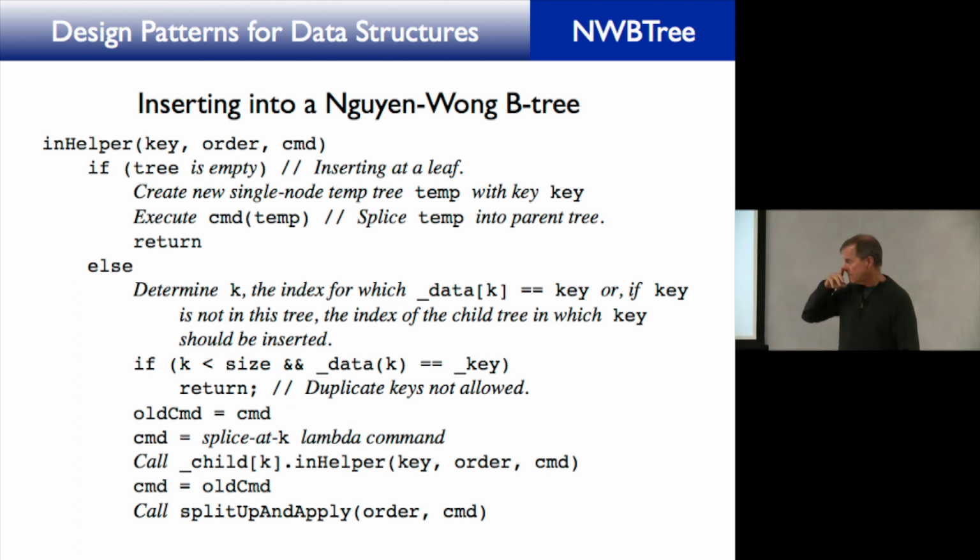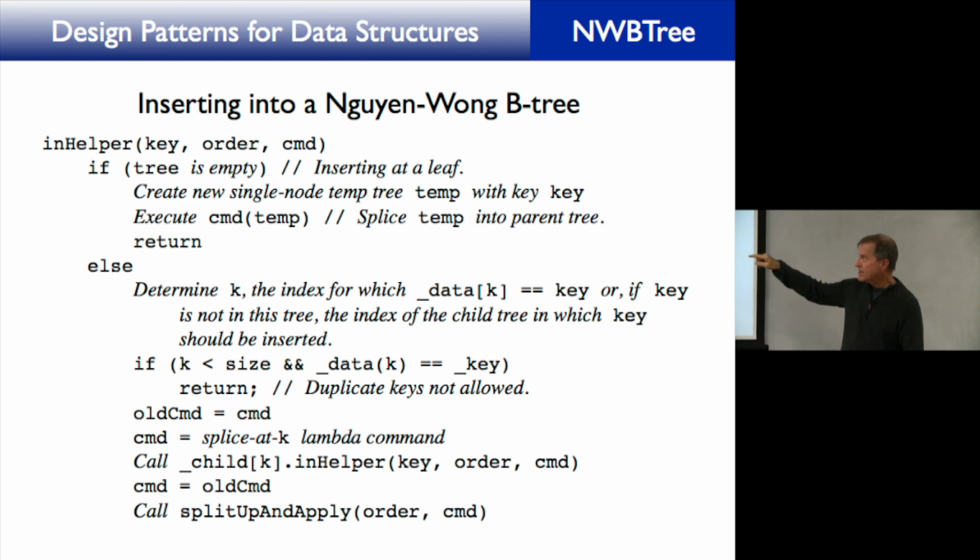So, all right, let's assume that we've gotten all the way down, and we've gotten to the leaf. If the tree is empty, so we're inserting at a leaf, what do we do? We create a new single node temp tree temp with key, and we execute what?